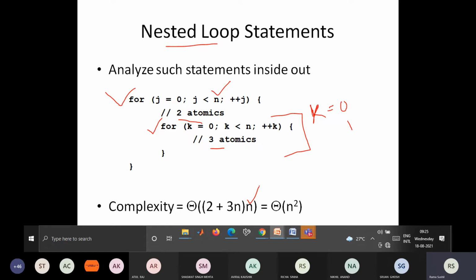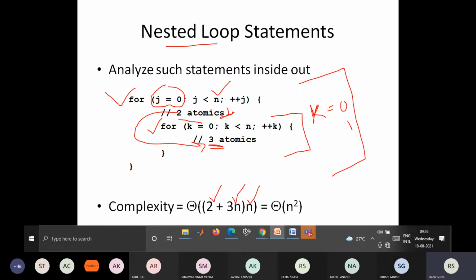Actually, if you go very roughly without giving attention to the specific values, then you can say this is going to run for n square times, or it is of order n square. Here it is written as 2 plus 3n. For a specific value of j, this will run a specific number of times. Within this, it is mentioned that this is going to run 3n times, and the other for a specific number. So in combination of these two, it may be written this way: 2 plus 3n.